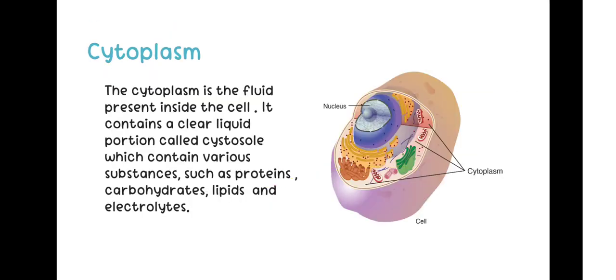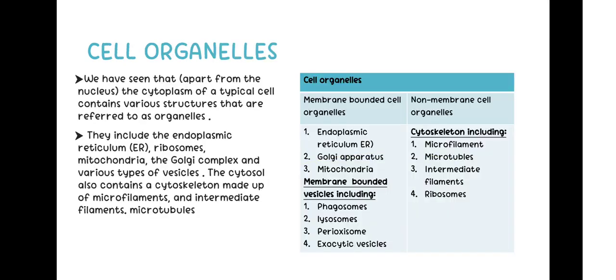Cytoplasm is the fluid present inside the cell, and it contains a clear liquid portion called cytosol, which contains various substances such as protein, carbohydrate, lipid and electrolyte. Here also you can see the fluid inside the cell, the cytoplasm. Next, cell organelles. We have seen that apart from the nucleus, the cytoplasm of a typical cell contains various structures that are referred to as organelles.